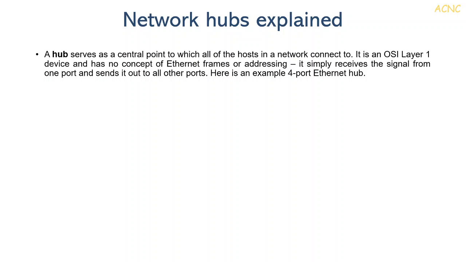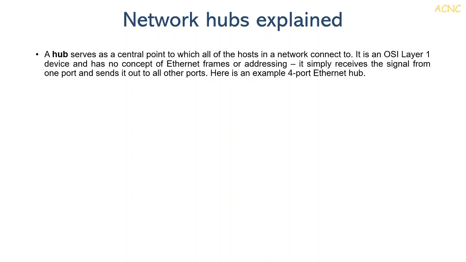A hub serves as a central point to which all hosts in a network connect. That means the hub works as a central device in a network. It is an OSI layer 1 device. OSI we have already discussed in my first video. So a hub is used in OSI layer 1 and has no concept of Ethernet frames or addressing.